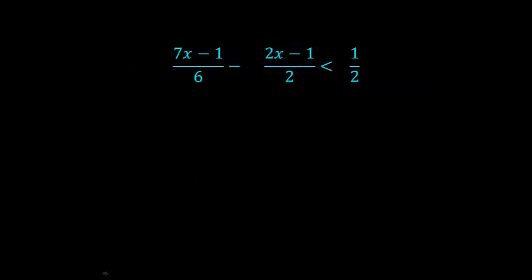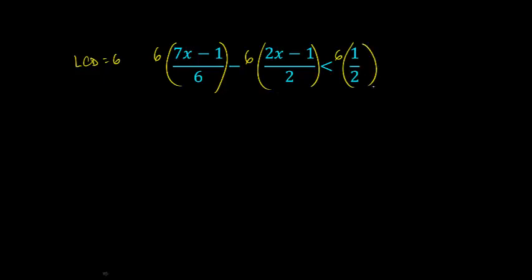Last one, same process. Please try and give it a go on your own if you're confident. Otherwise, let's take a look. The lowest common denominator in this case is 6. I still have to multiply every term by 6. Now let's simplify some of this. 6 divided by 6 is 1, so those just become 1. My first term is 1 times (7x minus 1), which is just 7x minus 1.